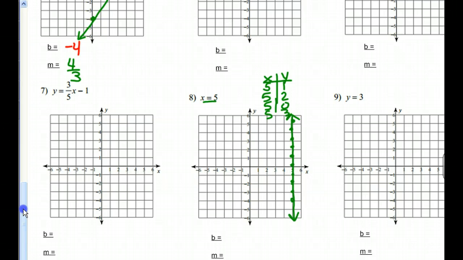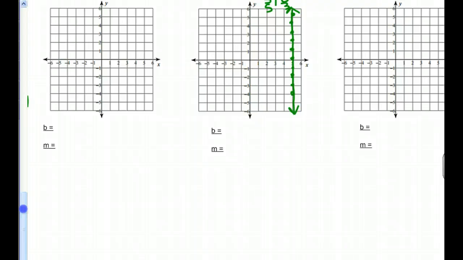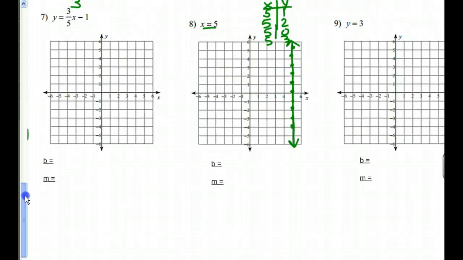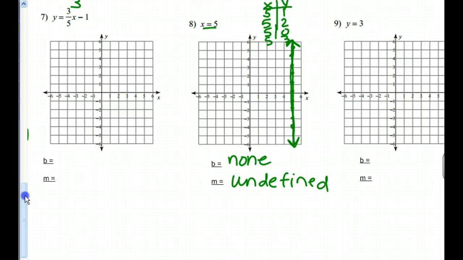So our x equals 5 is a vertical line, which we know has a slope that is undefined from our worksheet yesterday. And our b, well, b is our y-intercept, but it doesn't cross the y-axis, right? Because it's over here, and it's just going to keep going on and on forever in this direction. It will never cross the y-axis, so there's none.